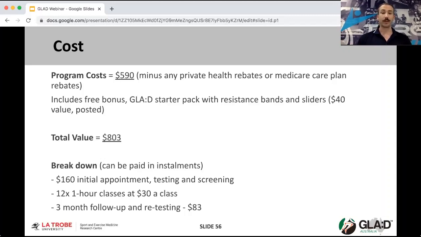In the breakdown, it's not $590 up front. You pay for the initial appointment, and then the 12 classes can be paid weekly, and then the follow-up test would be paid further on down the line.